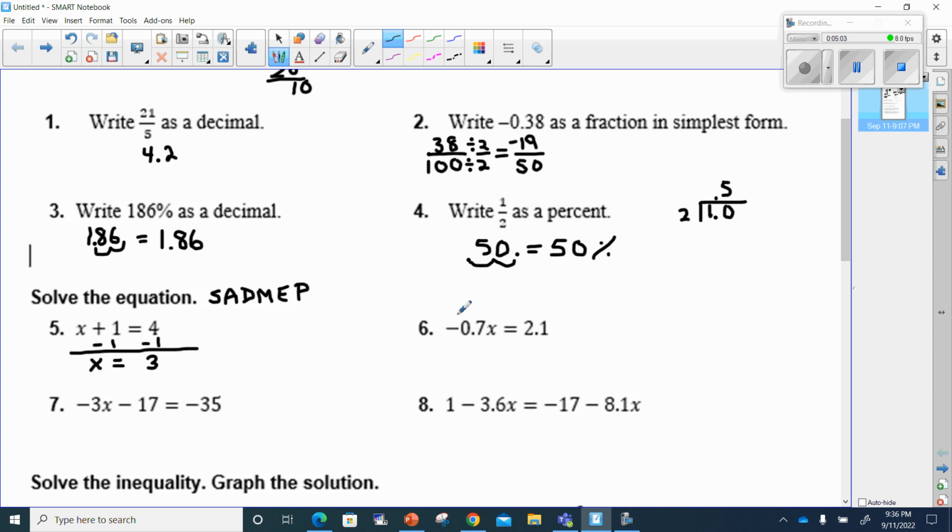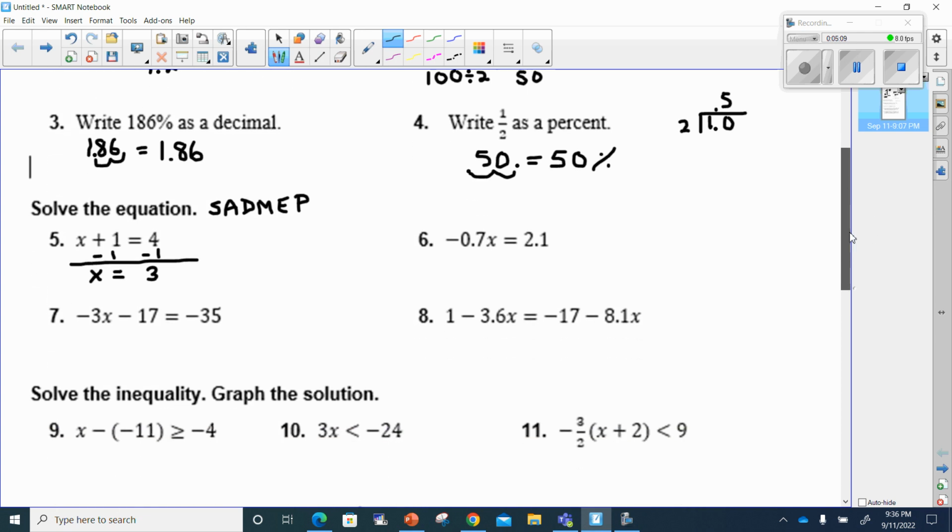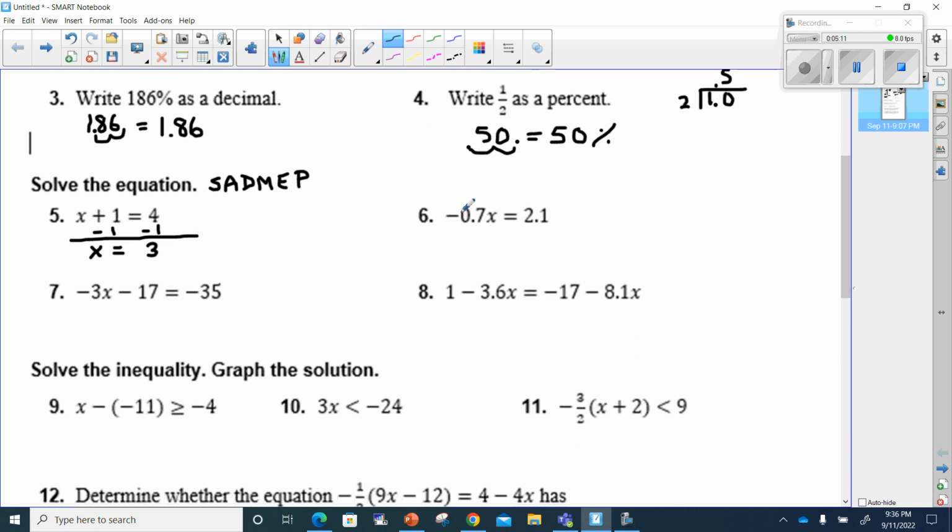But just looking at this negative sign here reminded me that this one was negative, and I never followed through with that. All right, let's continue on with number 6. We have negative 0.7x equals 2.1. To do this, I have to remember that I'm multiplying negative 0.7 to x, so the only way to get x by itself is to divide it.